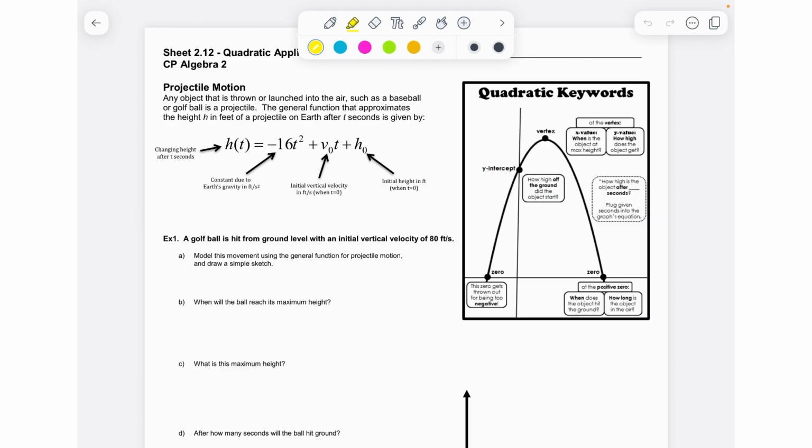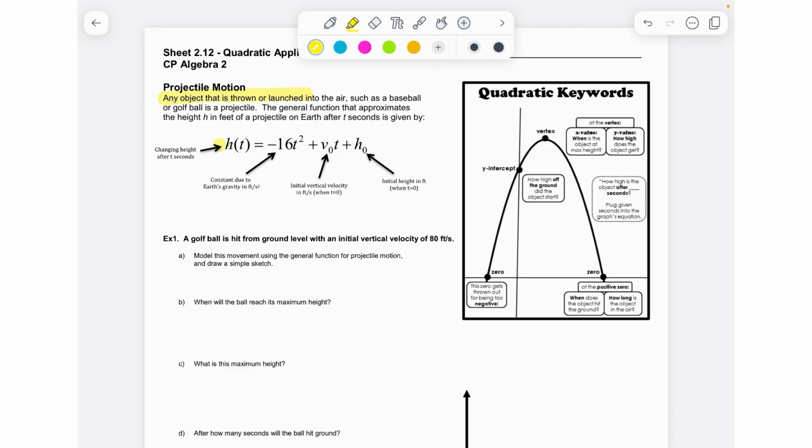Now, projectile motion is really any object that is thrown or launched into the air. But it's not just anything that's in the air. It's not a bird, it's not a plane. It's something that's launched or thrown, like a baseball or a golf ball.